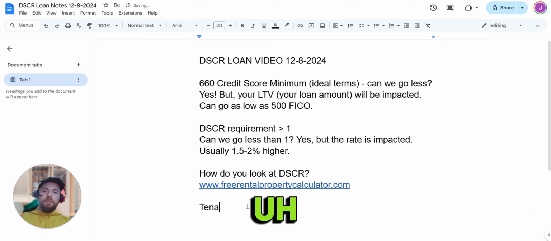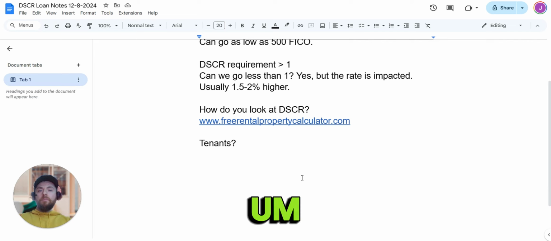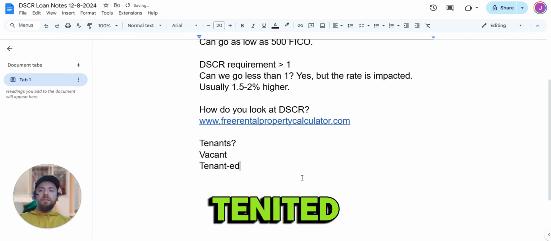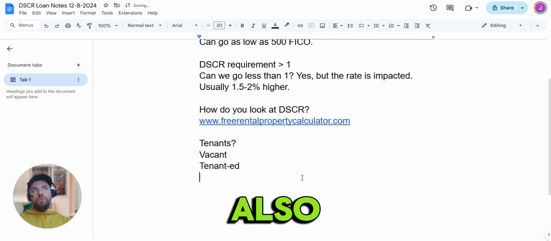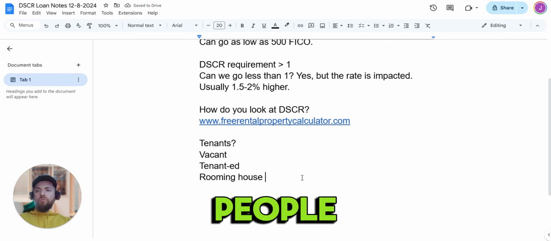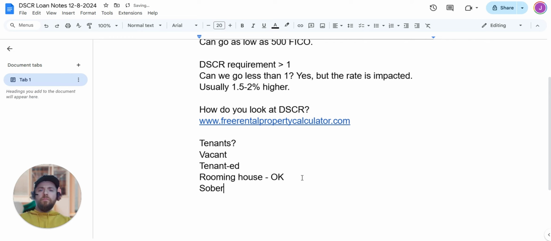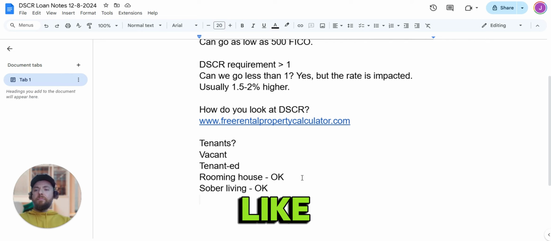All right, what else? Tenants. So we can do basically anything. We can do vacant, we can do tenanted, however you spell that. We've also seen a lot of these rooming house deals lately where people are using residential to do sober living or stuff like that. That's okay. There are more examples like that, but basically anything with a tenant we can do.